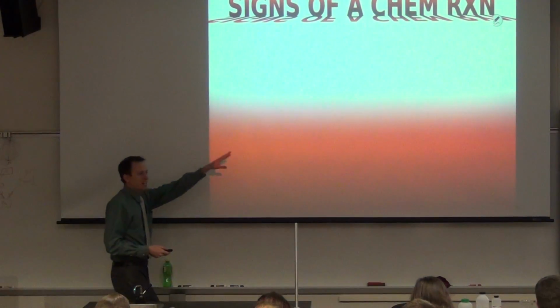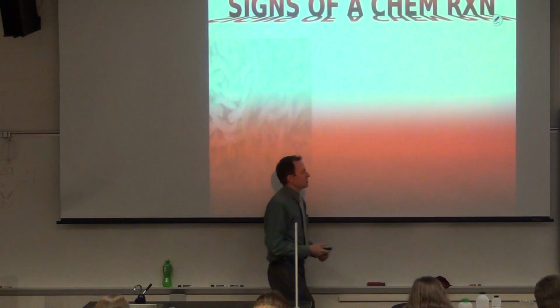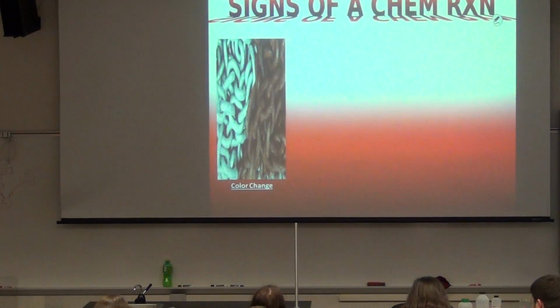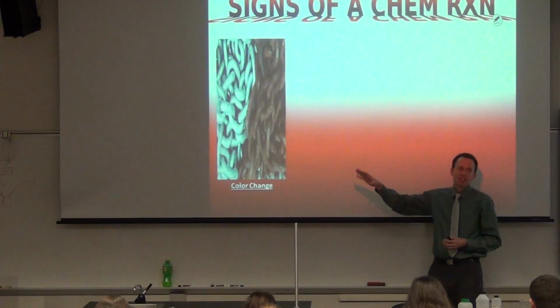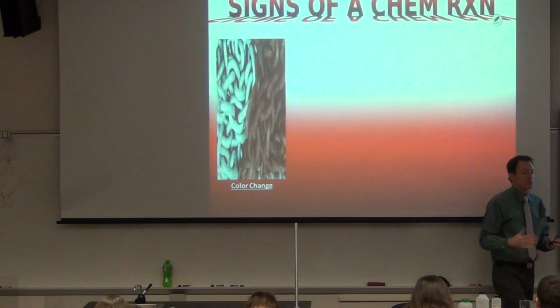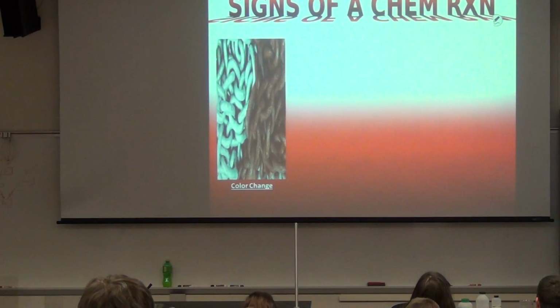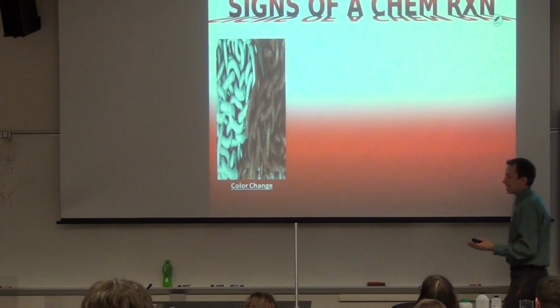I have images, and then I have actual little mini videos of each. So first, if there is a color change, and these are things that we will be looking for from you when you have to make an observation. If any of these happen, they don't all have to happen. If 1, 2, 3, or all 4, that's great, but only one of these has to happen to be considered a chemical reaction, meaning something new was made.